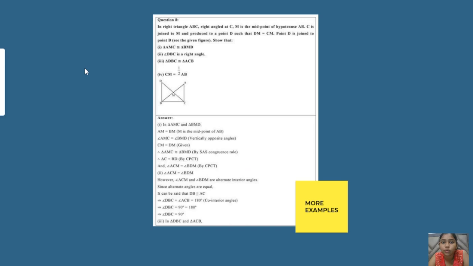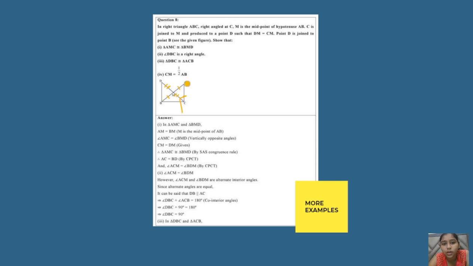They are very easy. In right triangle ABC, which is right angled at C, M is the midpoint of AB, so AM is equal to MB. C is joined to M and produced to D such that DM is equal to CM. Point D is joined to point B. Show that triangle AMC and triangle BMD are congruent.